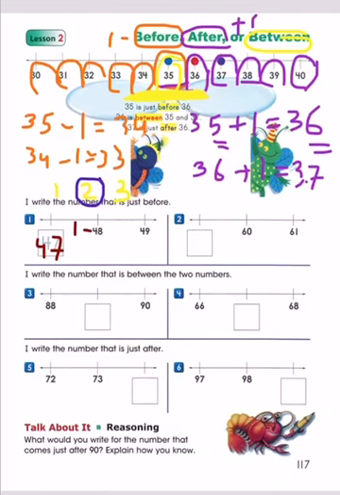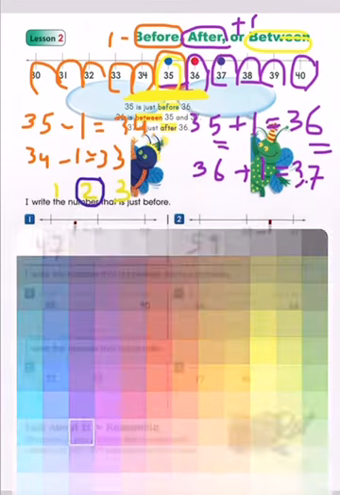And we have number 2. We have 60 and 61. One number before 60, which number? We can say 60 minus 1 equals 59. So one number before 60 is 59.